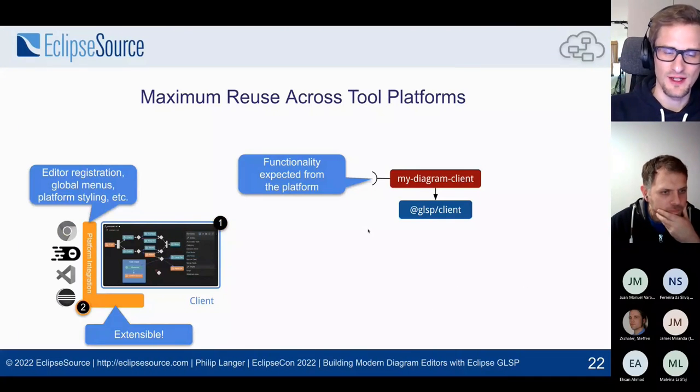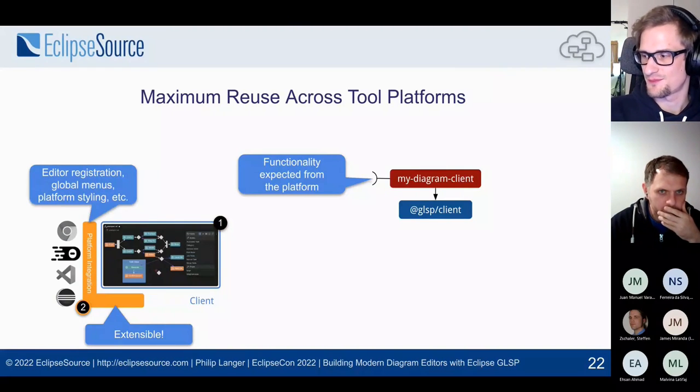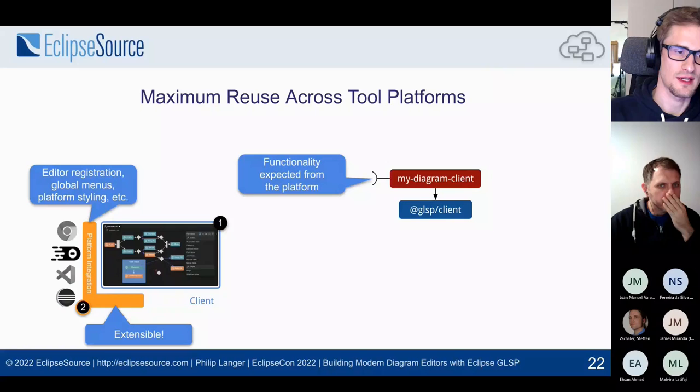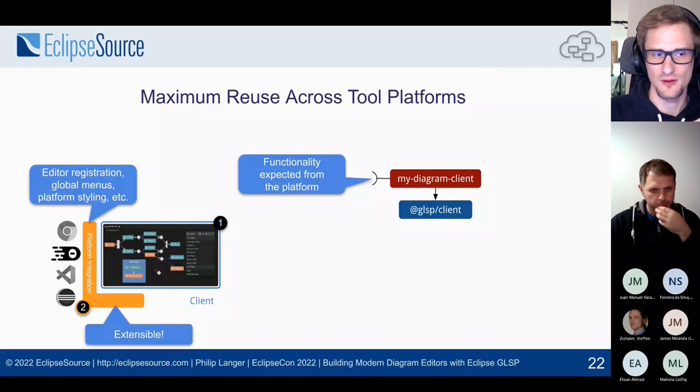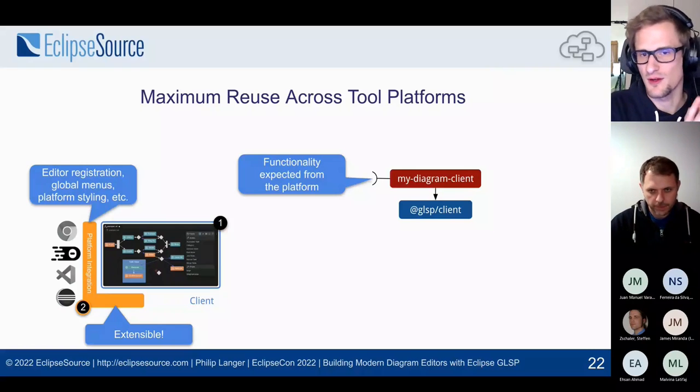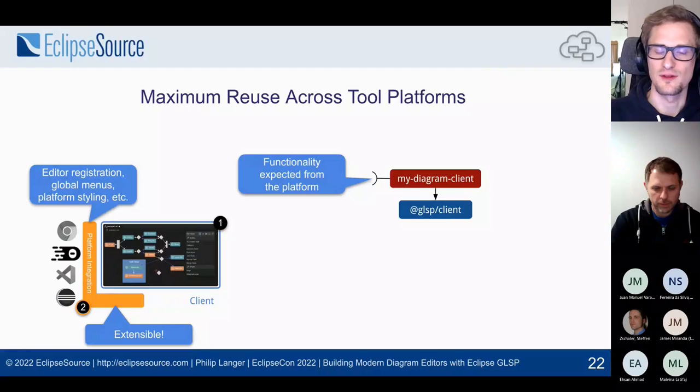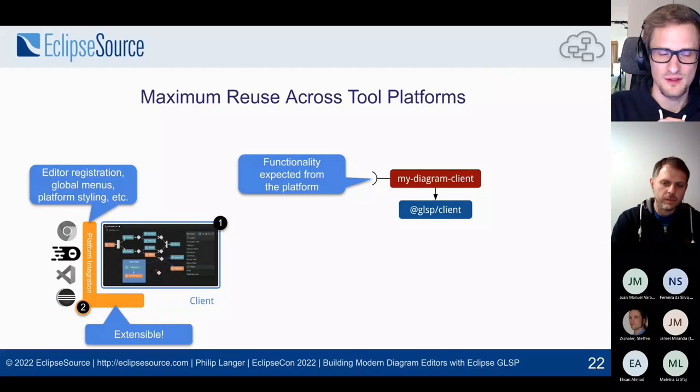Right. Also, where flexibility, of course, really matters is the platform integration. And that's basically whether you're integrating in Theia or in VS Code. And we covered this topic a little bit. That's why I will keep this one short. Basically, the idea of these platform integrations is that they only cover what's really platform specific, which is typically editor registration, global menus, and platform styling, but do that using the native API, obviously. So the native Eclipse API, VS Code API, Theia API, so that you have the full power of these underlying APIs. So everything that is platform specific goes into that, and everything that is not platform specific goes into your diagram client, which is completely independent of the platform.